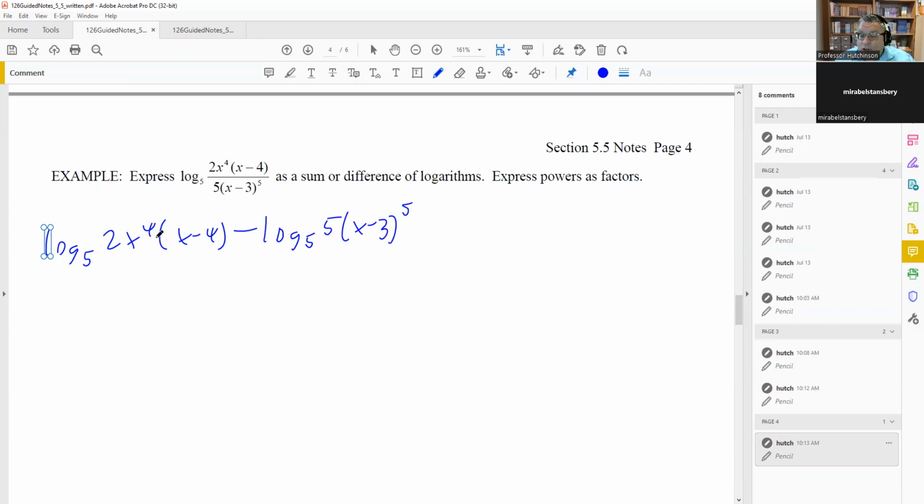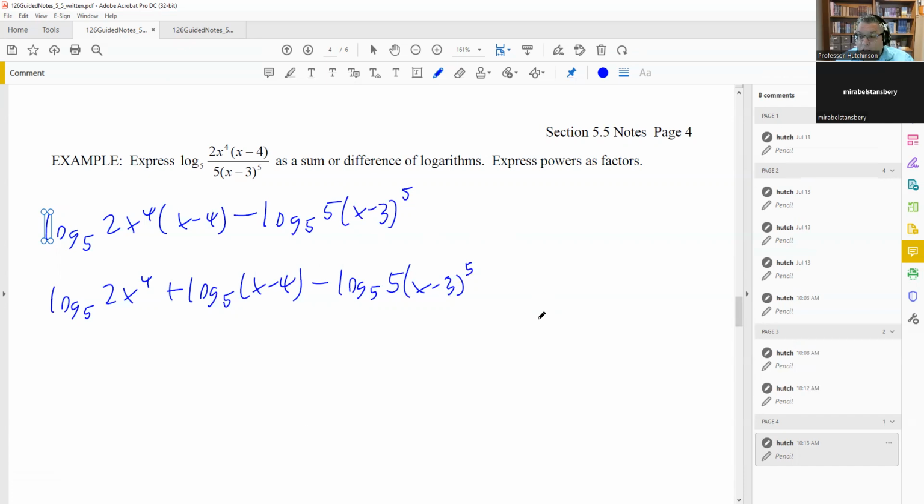This is something that we can turn into a multiplication. So log 5, we have 2x to the 4th plus log 5 of x minus 4. And then we have minus log 5, 5x minus 3 to the 5th power. Okay, so it may look like we're done and we're ready to bring the powers down front. However, if you have, let's do this off to the side here. If you have log base 5 of 2x to the 4th, this is not equal to log base 5 of 2x, okay? That is not true.